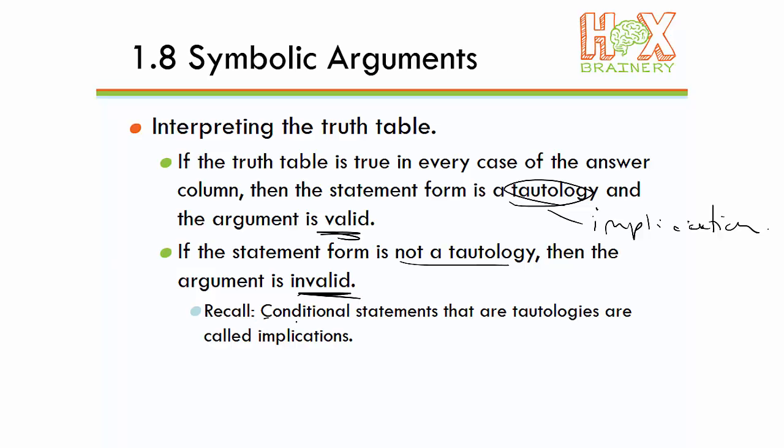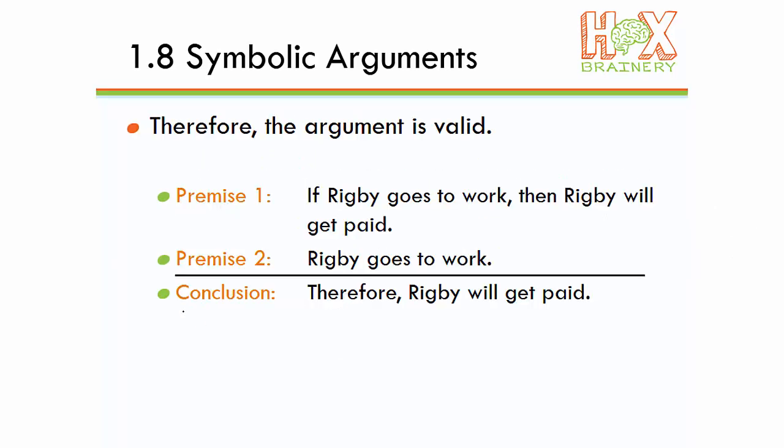Oh, and I realized I had this here. There's my little reminder here. Conditional statements that are tautologies are called implications. Therefore, this argument here that we started out with, this is a valid argument. So when we determine if an argument is valid, we're really checking the form of the argument. You're not really looking at the individual simple statements and their truth values.